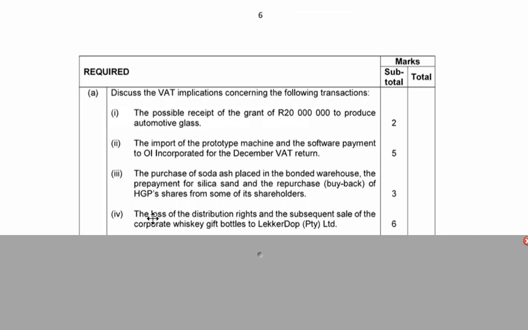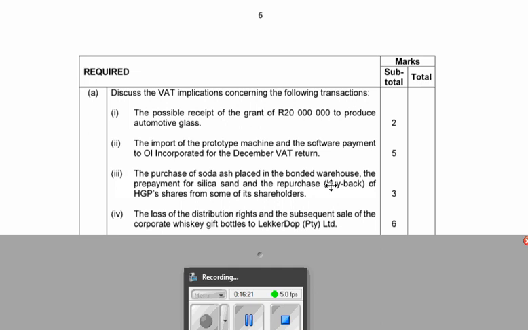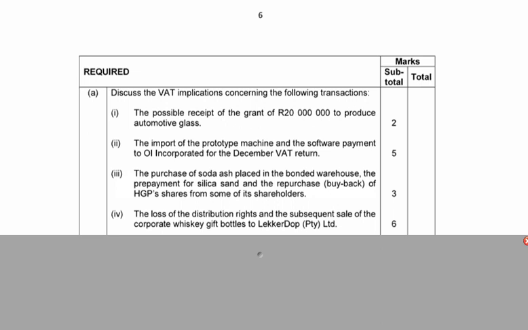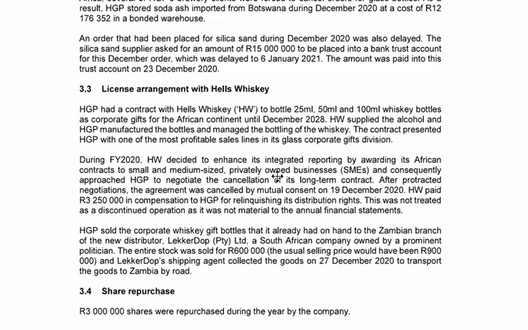It says the loss of the distribution rights and the subsequent sale of the corporate whiskey gift bottles to Lekerdorp. 2 transactions here, 6 marks. Let's go back and have a look inside the question on what we need to do here. So remember, there are 2 things we need to do: the cancellation of the right, and we also need to actually do the subsequent sale. So there are 2 transactions. It's out of 6 marks, so 3-3 or 4-2. Normally there should be 8 or 9 marks inside the solution because it's a discussion question.